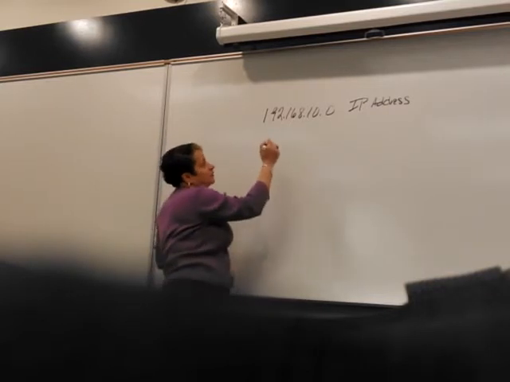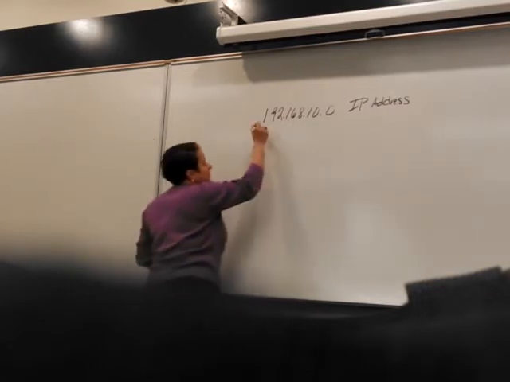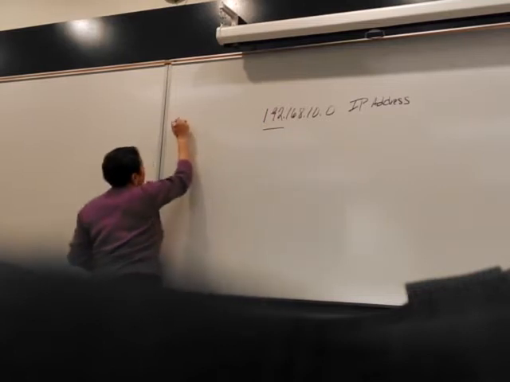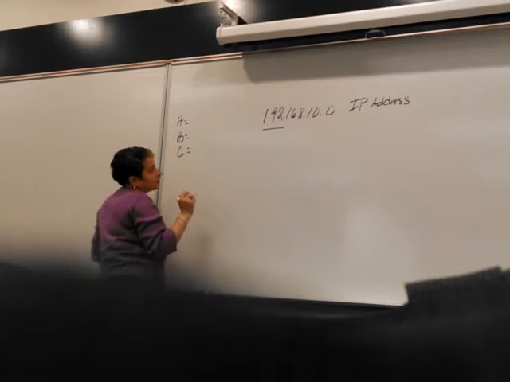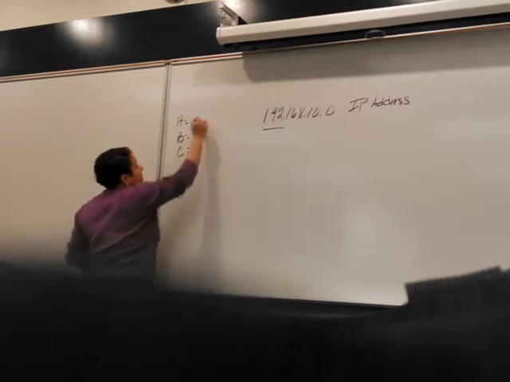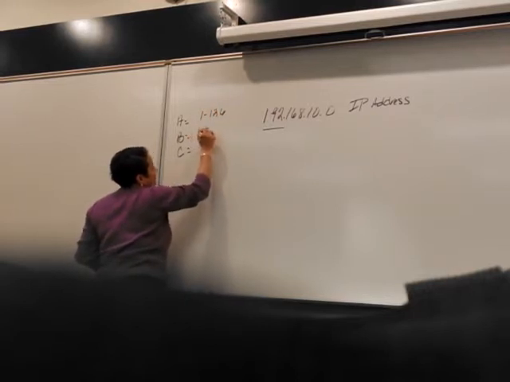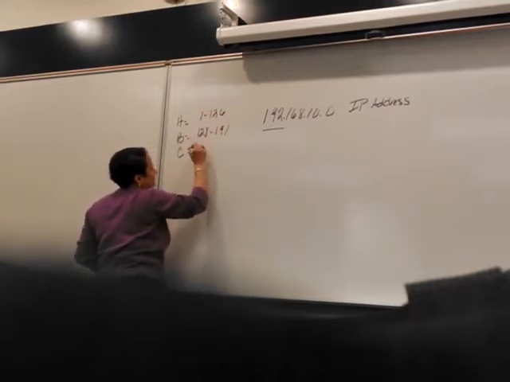So what would be the IP address? What class address is it? What's the class? 192, class A, B, or C? Is it A, B, or C? Don't look at me, I'm not telling you. It's B. C. C.